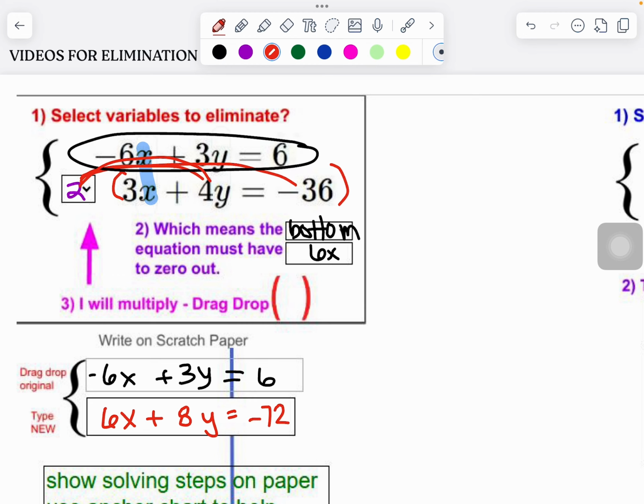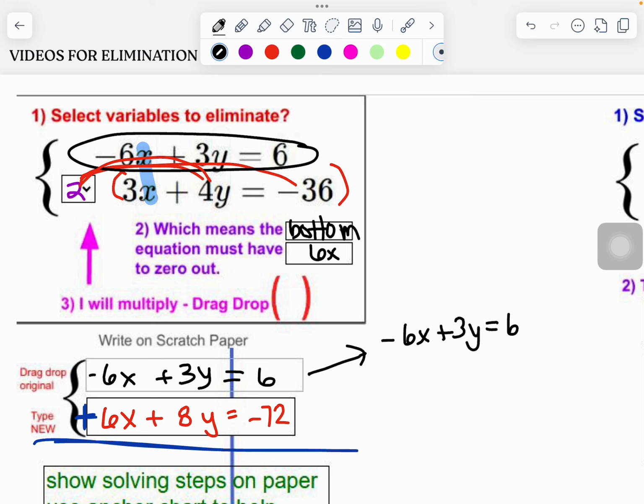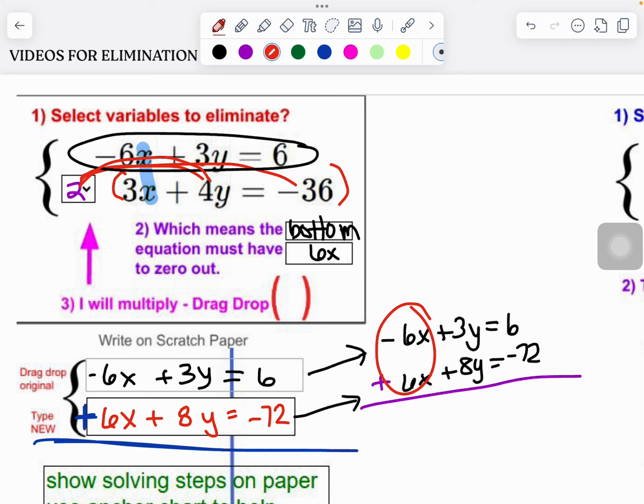And what we're going to do now, because they're the same number, opposite signs, we are going to add. We always add. And so you're going to want to write this on scratch paper. I'm going to go ahead and rewrite it over here. Negative 6x plus 3y equals 6. Make sure you show your work, otherwise you don't get credit. This one's over here. I'm going to bring this one over here. 6x plus 8y equals negative 72. I'm going to go ahead and add these, and my x's get eliminated. They get zeroed out right there.